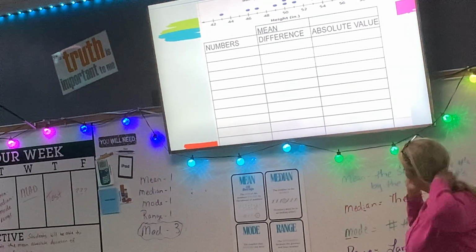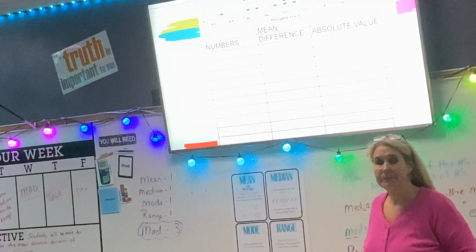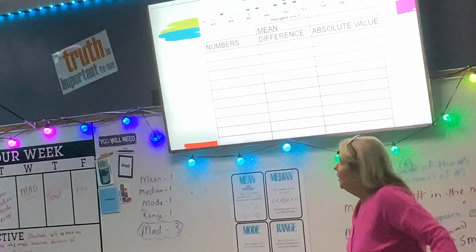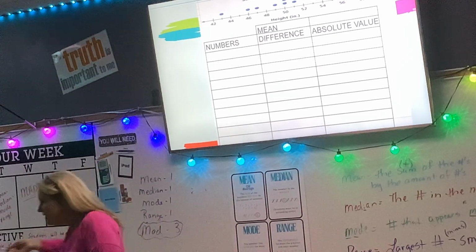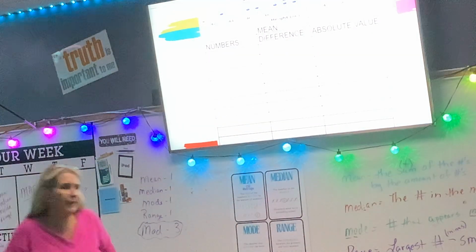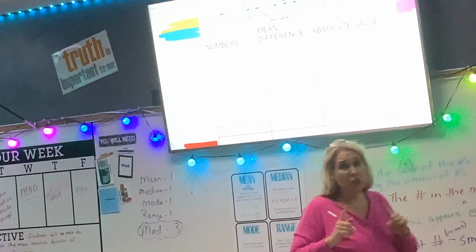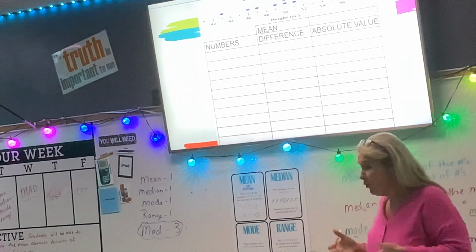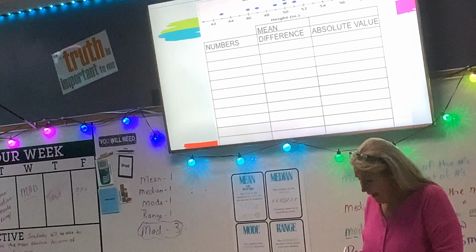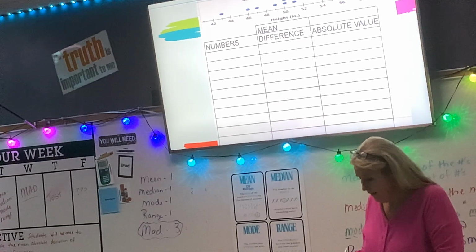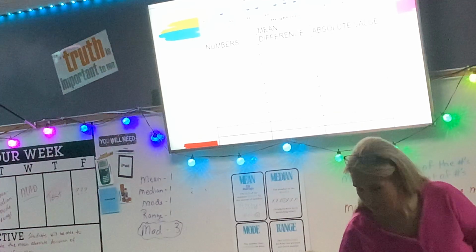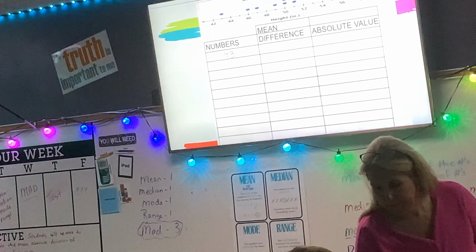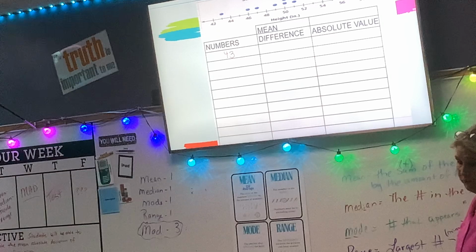So everybody find this paper on your desk. Do you see every other one that is numbered 42? So what's the next line? 43, good. So everywhere there's a dot, you're going to write that number in your numbers. So we have, first dot is at 43.